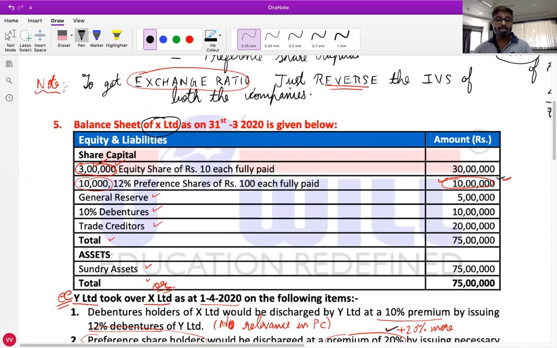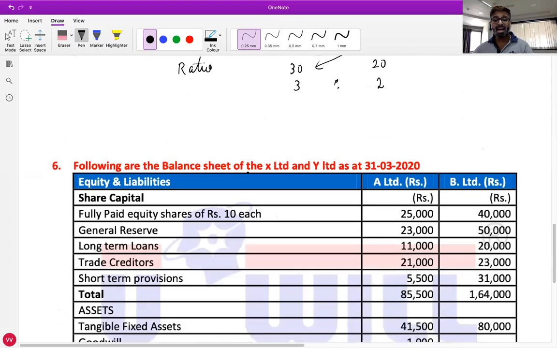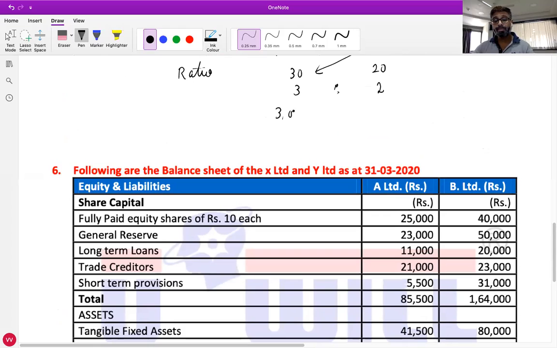This is the balance sheet of X Limited. So for 3 lakh shares, how many? For 3 shares, 2 will be given. So for 3 lakh shares, how many? 2 lakhs. Is it or not?